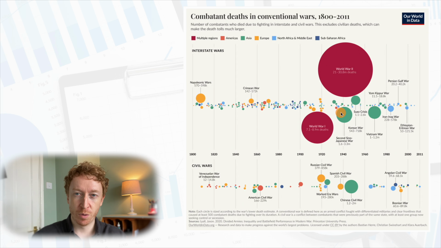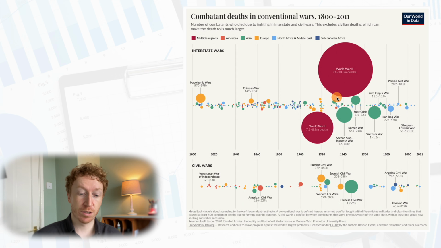And from the end of World War II onwards, we have had other smaller wars, but nothing quite on the scale of World War II. Some other notable data points here are the Second Sino-Japanese War, the Korean War, and of course the Vietnam War. The number of deaths in the Vietnam War is surprisingly high, with between 1 to 1.2 million people being killed during this war. So what are the general trends that we can see from this chart, the interstate wars chart?